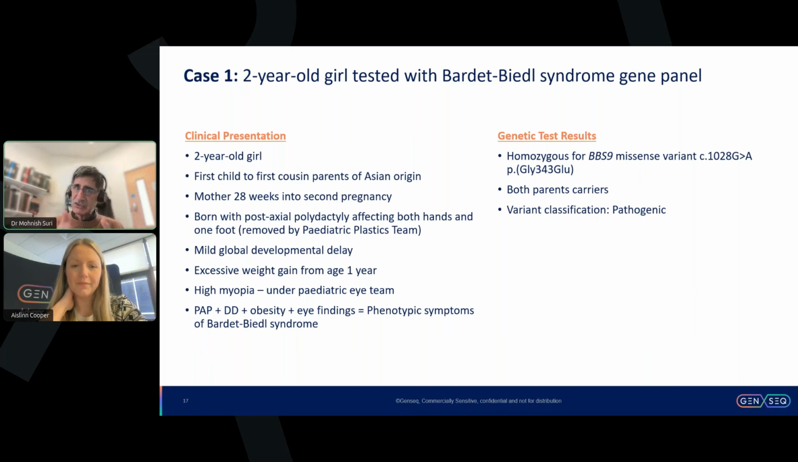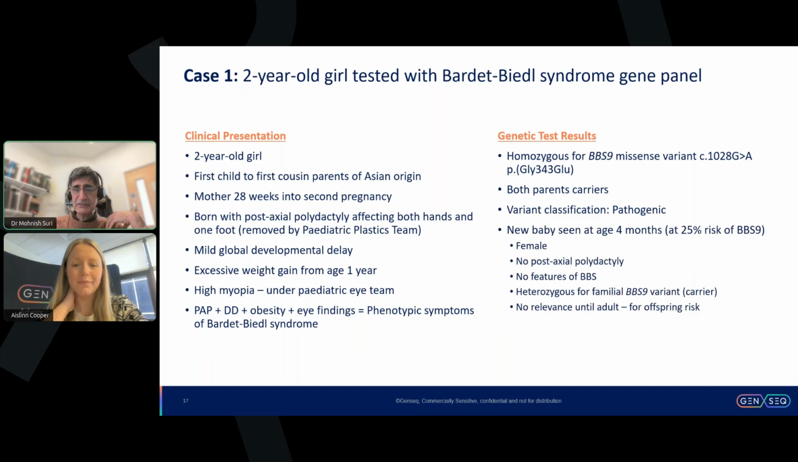So we actually tested her with the Bardet-Biedl syndrome panel, and sure enough, she was homozygous, as you can see here, for a BBS9 variant. Both parents were heterozygous, they were carriers. So the child had this variant in both copies of BBS9, parents had it in only one. And the variant was classified, along the figure that Ashlyn showed you, as being pathogenic, not likely pathogenic, but the highest level of proof that it is disease causing. So we had a diagnosis of Bardet-Biedl syndrome type 9 for this patient.